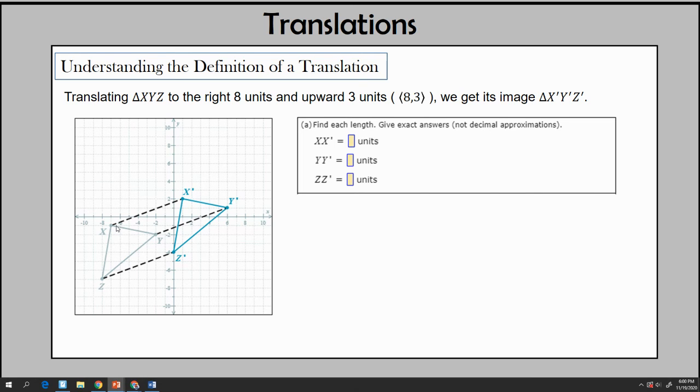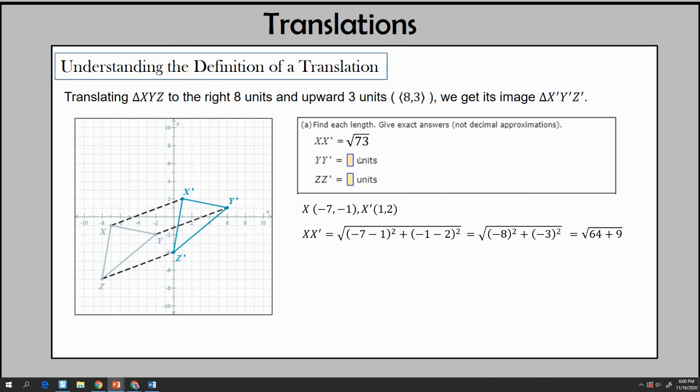So what's the distance from X to X prime? Well, when we find distance in the coordinate plane, we've got to use the distance formula. So X is at (-7, -1). X prime is at (1, 2). So use the distance formula. It's the square root of the difference of the x's squared plus the difference of the y's squared. Square root, and this is grouped now. You've got to remember that. So -8 squared plus -3 squared. That's going to be 64 plus 9. And it said give exact answers, so I'm going to say it's the square root of 73.